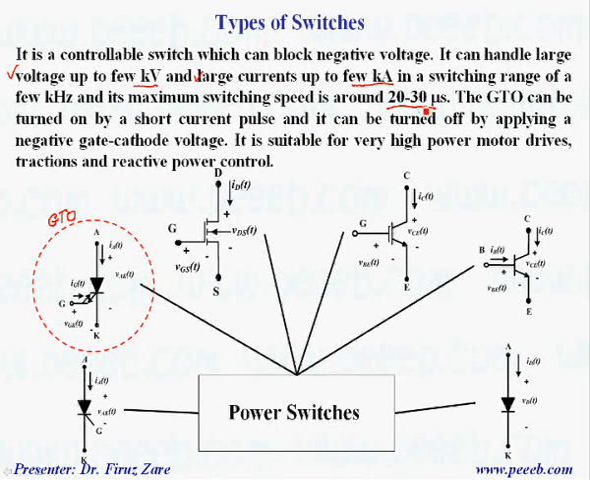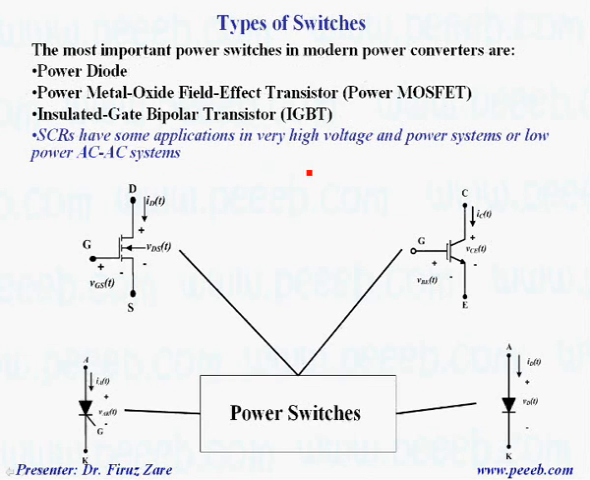And in this case, because it's a good switch for high power applications, it's a good candidate for high power motor drive systems, for traction, and also active and reactive power control used in power systems, especially in distributed generation and renewable energy systems. So in modern power electronic systems, these are the important power switches: power diode, power MOSFET, IGBT, and also SCR or thyristor.